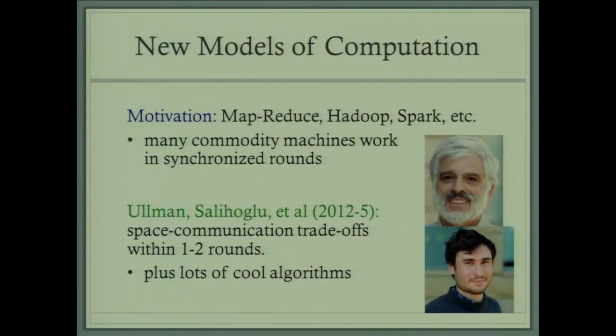So one of the real pioneers in asking about their limitations is my colleague Jeff Ullman and many other collaborators, including PhD students in this department. So for example, in addition to a bunch of cool algorithms, they prove some fundamental limitations on what these infrastructures can do. So for problems like, say, matrix multiplication, if you're allowed to use just one or two rounds of these infrastructures for parallel computation, they identified optimal trade-offs between the amount of replication, or equivalently the number of machines you use, and how much communication is required.